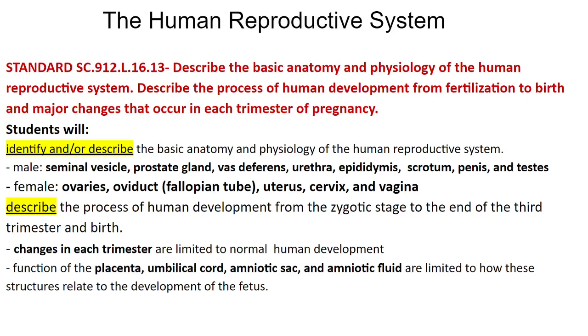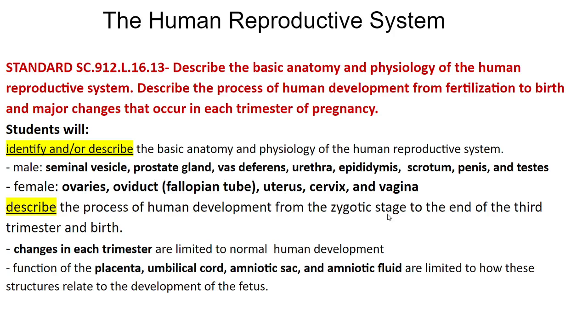Hi everybody, we're going to be talking about the human reproductive system today. The standard is L.16.13: describe the basic anatomy and physiology of the human reproductive system, describe the process of human development from fertilization to birth, and major changes that occur in each trimester of pregnancy.